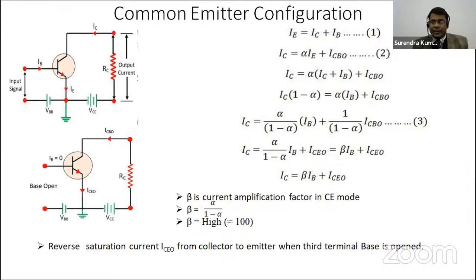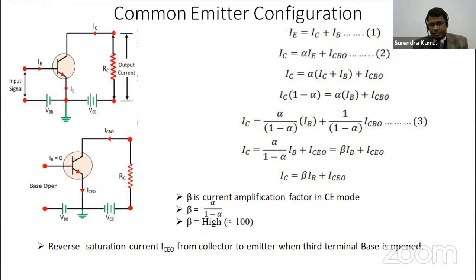Beta is the current amplification factor in CE mode, already we have discussed. The mathematical expression of beta, the current amplification factor, is alpha over 1 minus alpha. Beta is very high because the value of alpha is always less than 1.